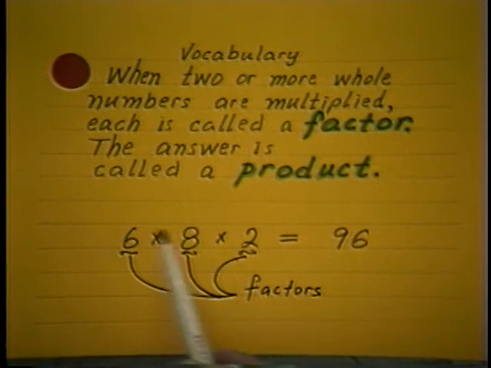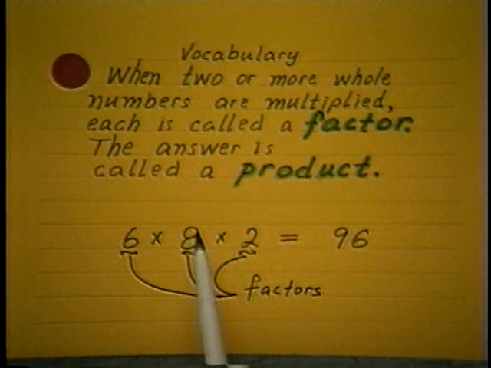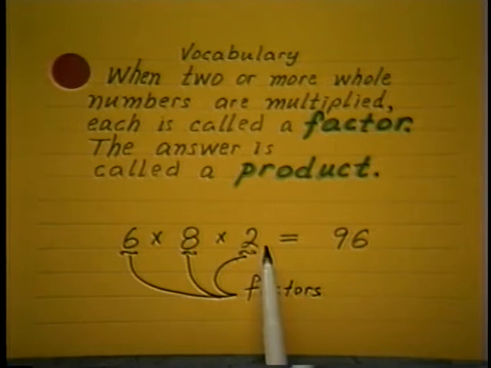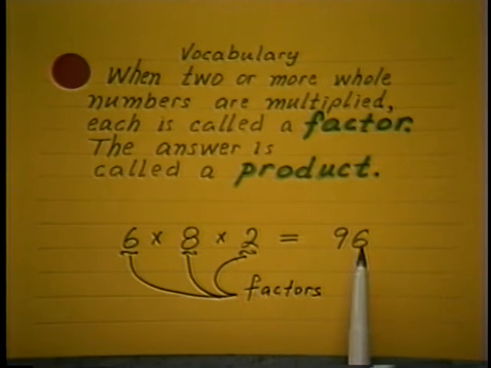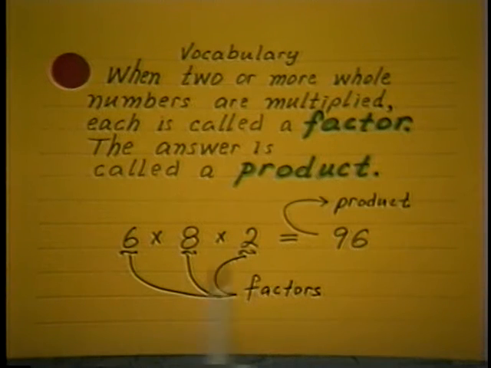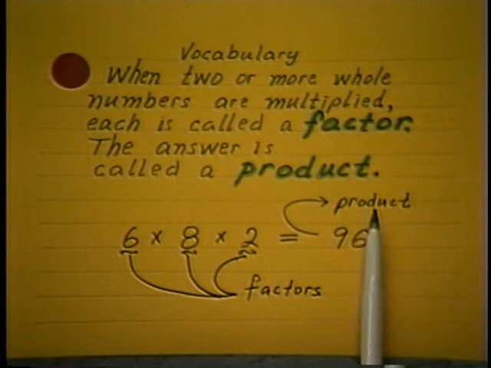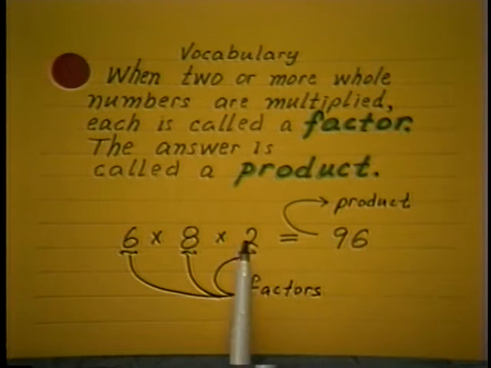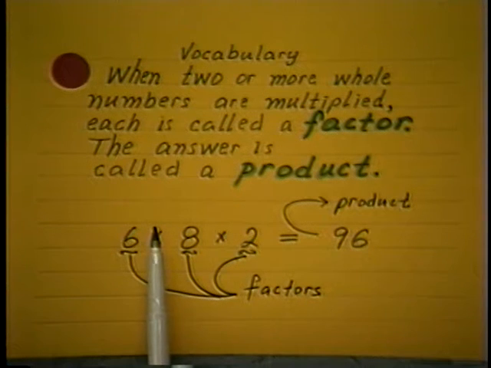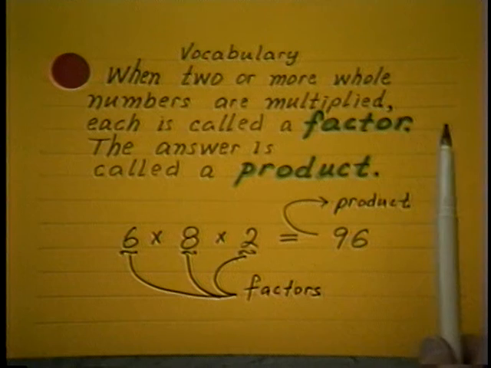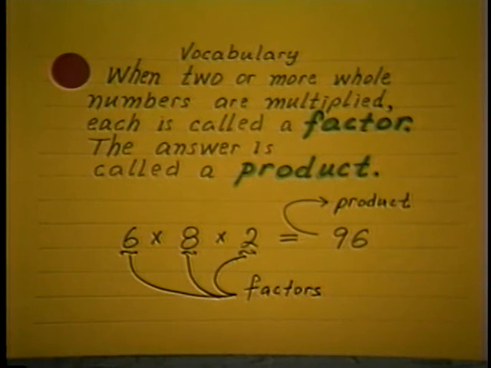And the result, in this case, of 6 times 8 is 48, times 2 is 96. The answer we call a product. So product is a result of having multiplied. We cannot possibly underestimate the importance of knowing these vocabularies we are building. All future explanations in all future math courses will be done with this terminology.